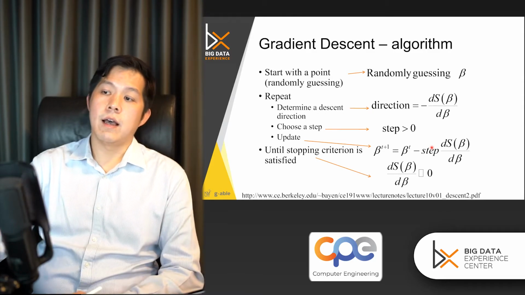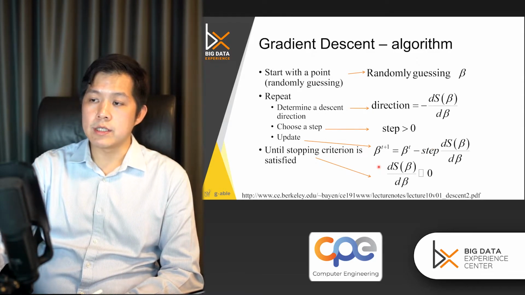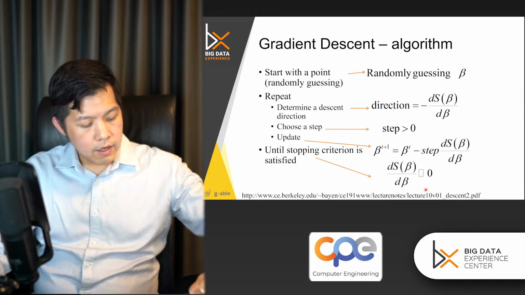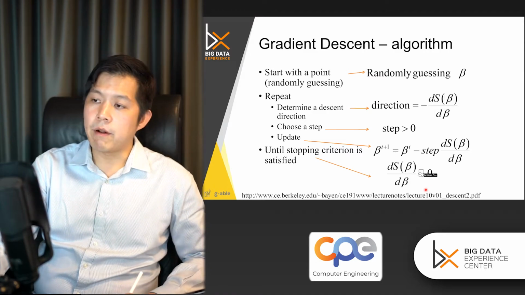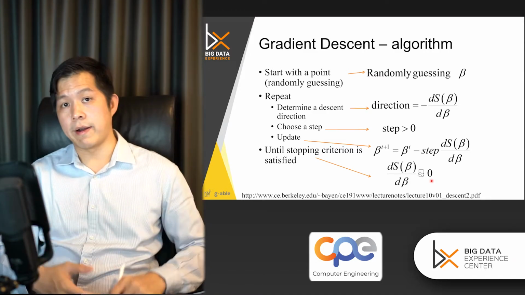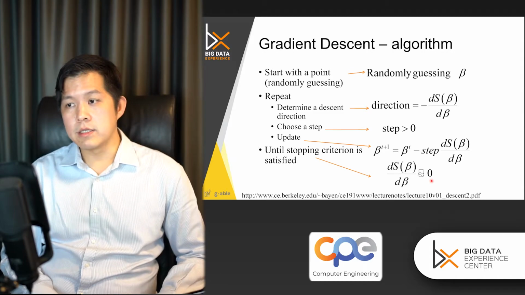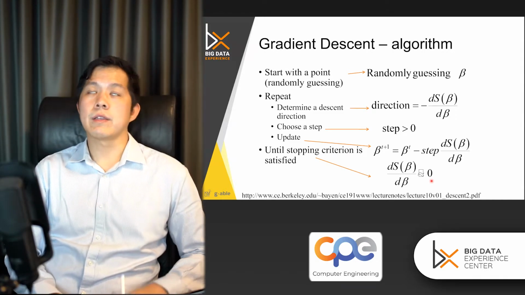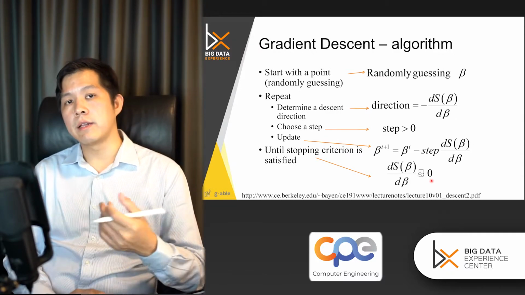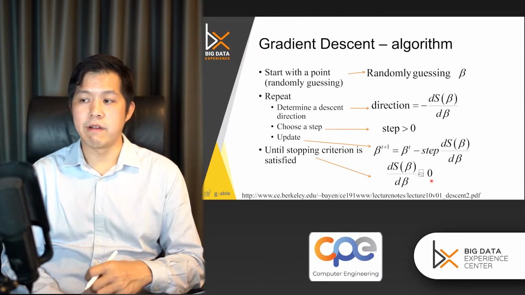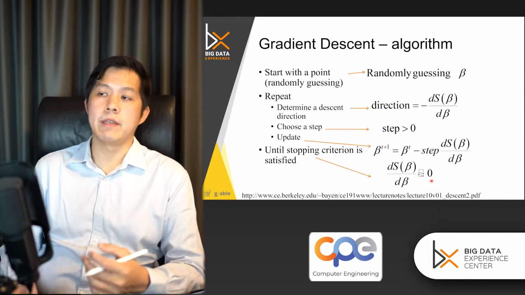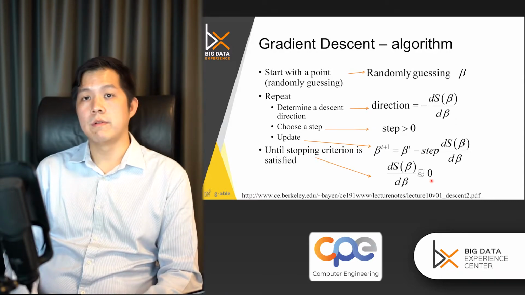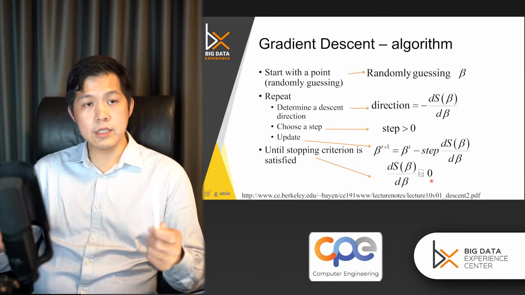And finally, we will stop once we reach the satisfied criterion. This criterion can be that the gradient approximately equals 0. That's one criterion. But it can be others. Usually you reach the maximum iteration that you specify, maximum epoch that you specify. So that can be the ending criterion as well. Okay, this is how gradient descent works.